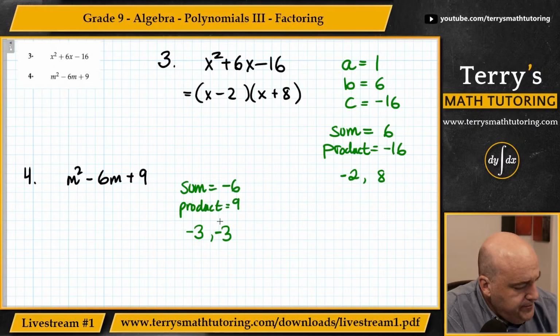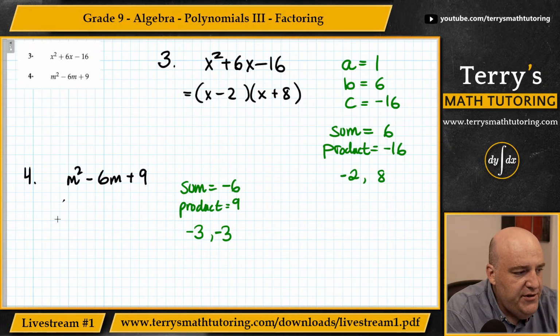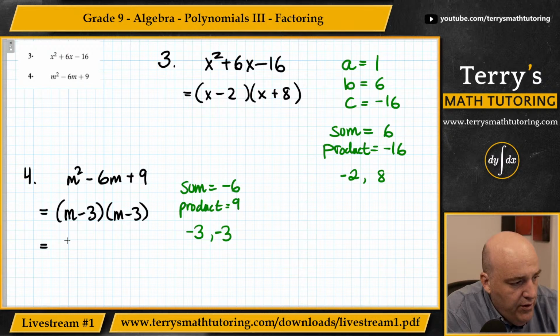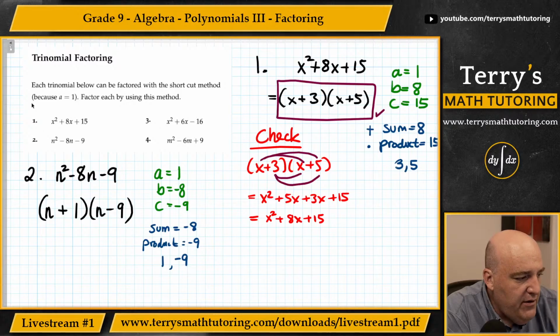So let's get the answer in one step now. Once we found our two nice numbers here, we get m minus 3 and then another m minus 3. Since this is repeated, both of these factors are going to be the same. And you could stop there, or you could write this like this, say, m minus 3 squared. Okay, so that's the easy style for trinomial factoring.